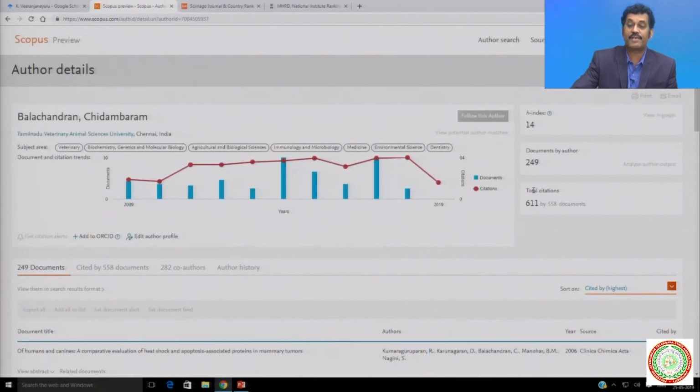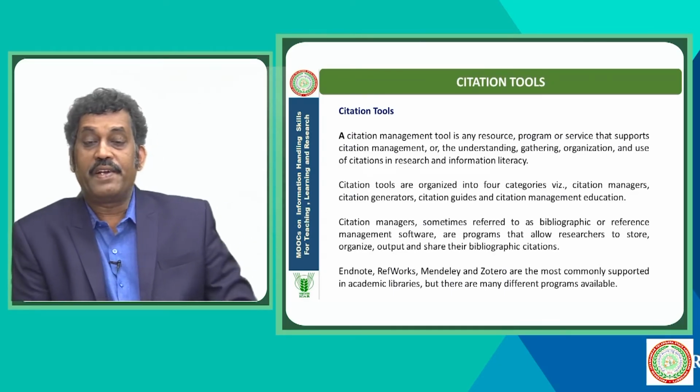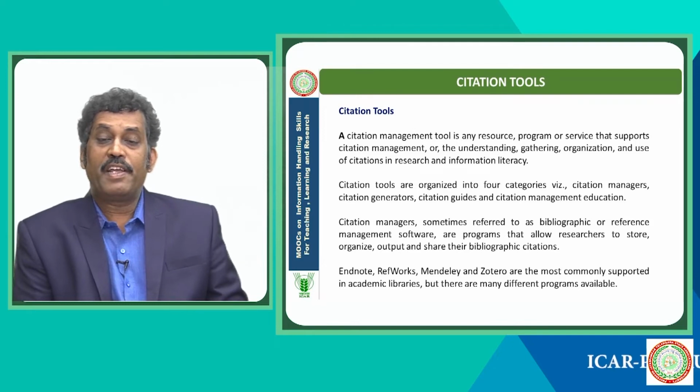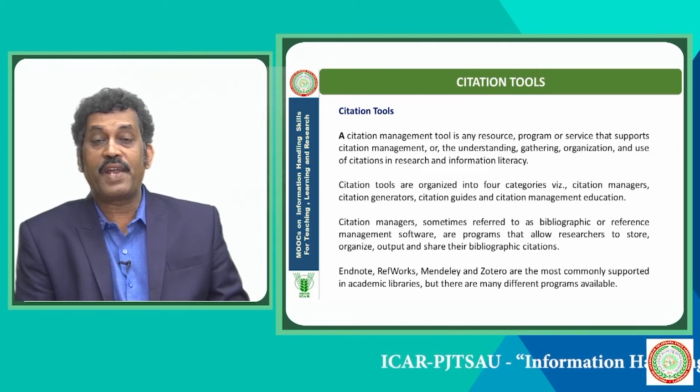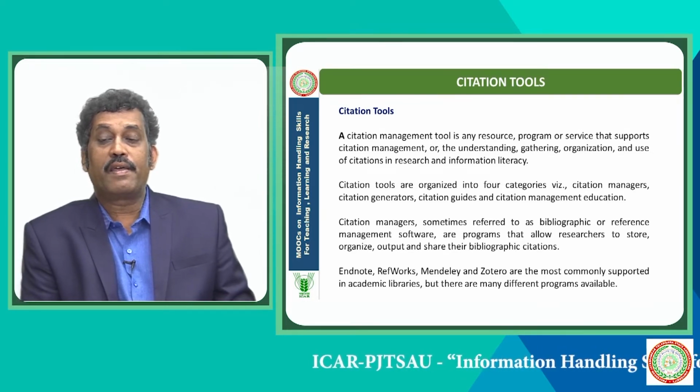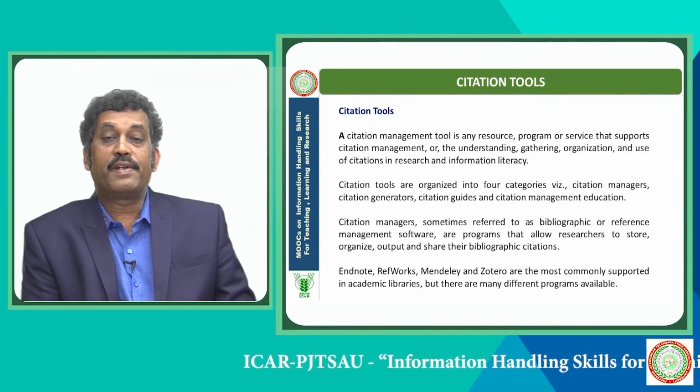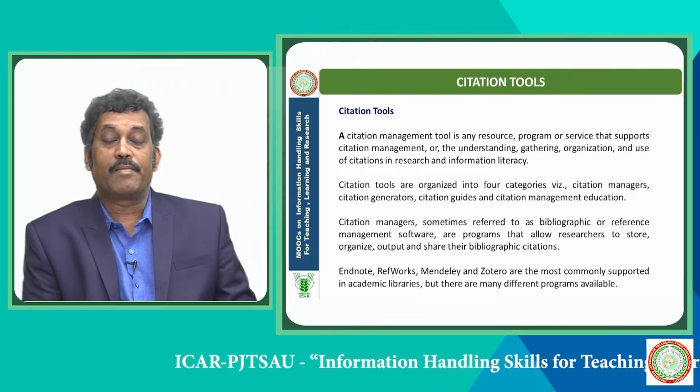But for an academician or researcher, this information is very much useful. So this is about the Scopus database and how to get the citation details and H index of any academician or a scientist. We will see something about the citation tools. A citation management tool is any resource, program or service that supports citation management, or the understanding, gathering, organizing and use of citations in research and information literacy.